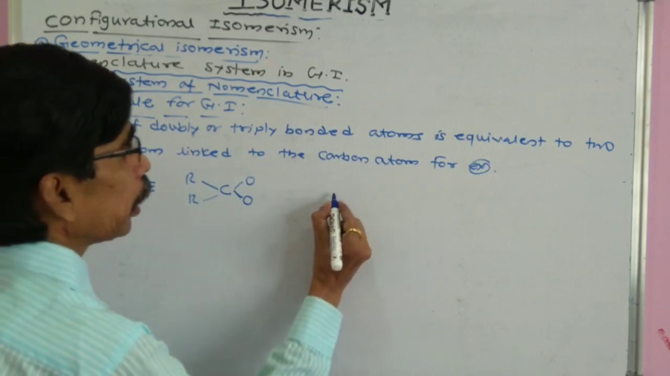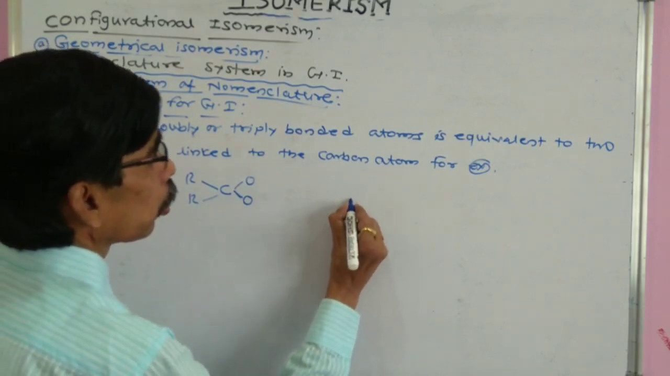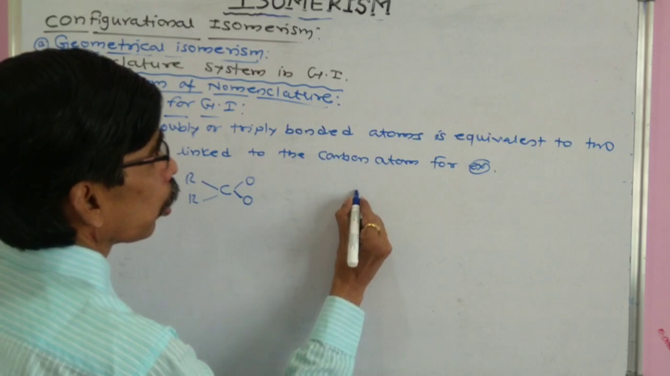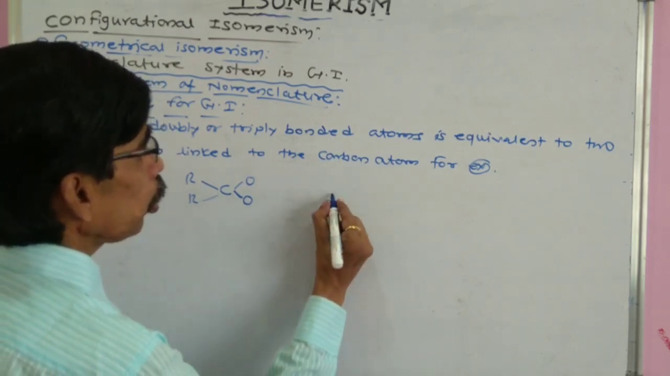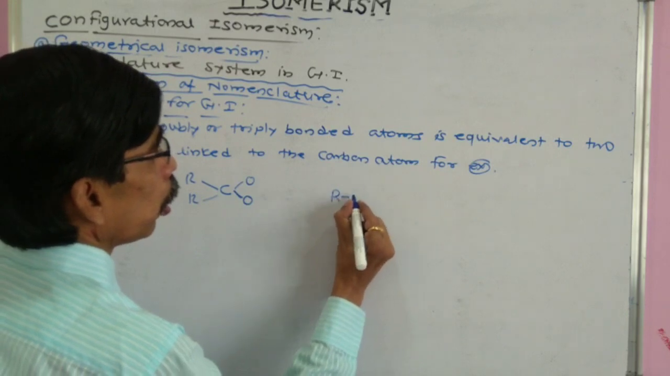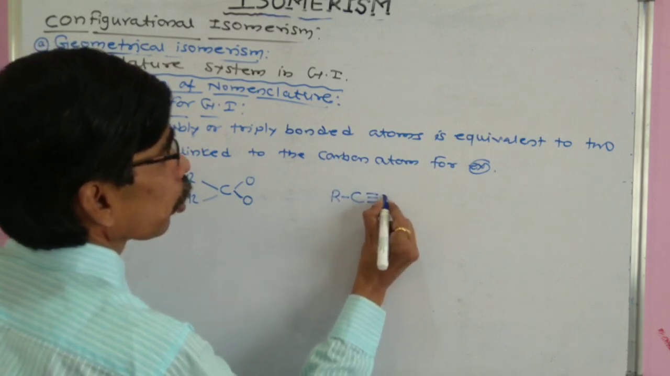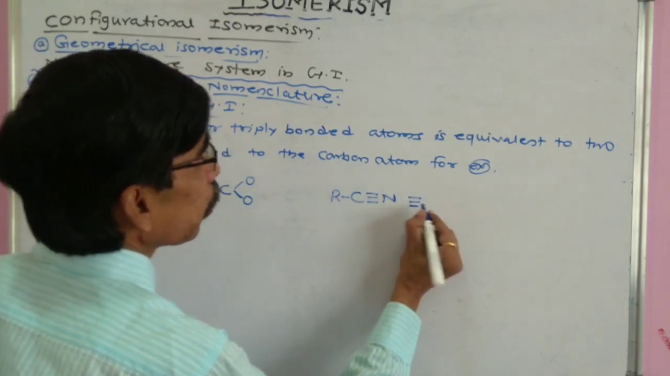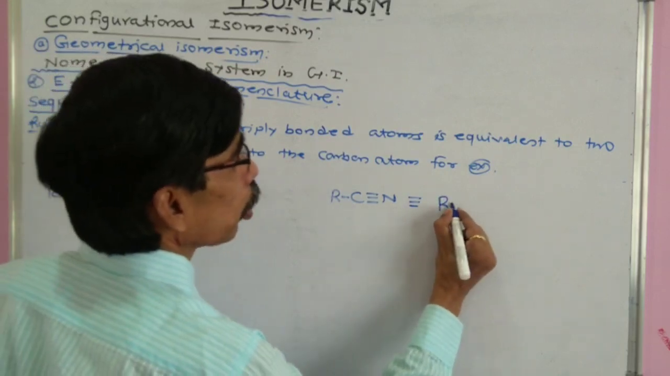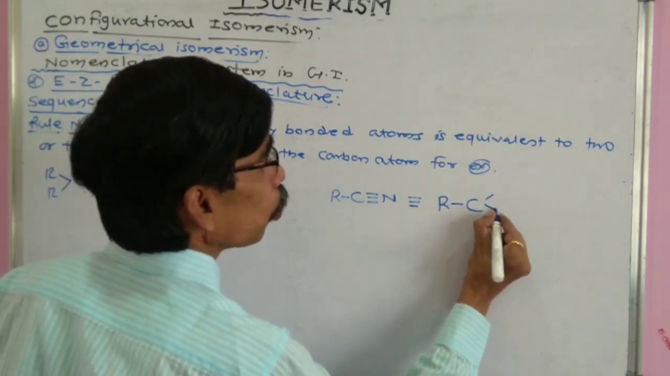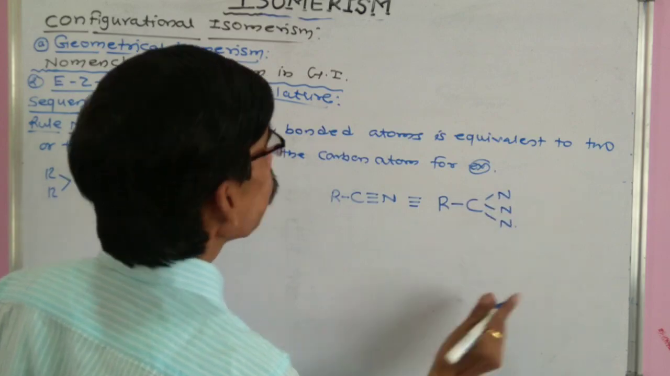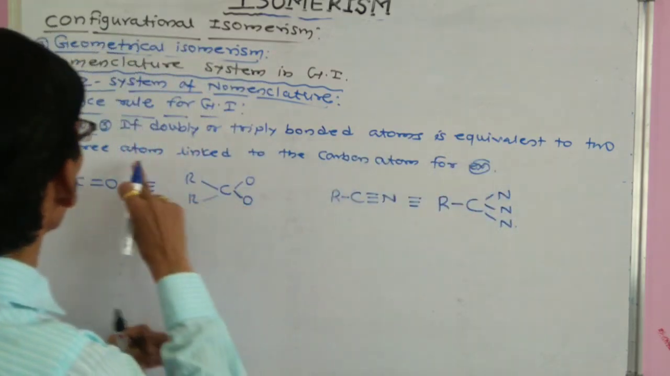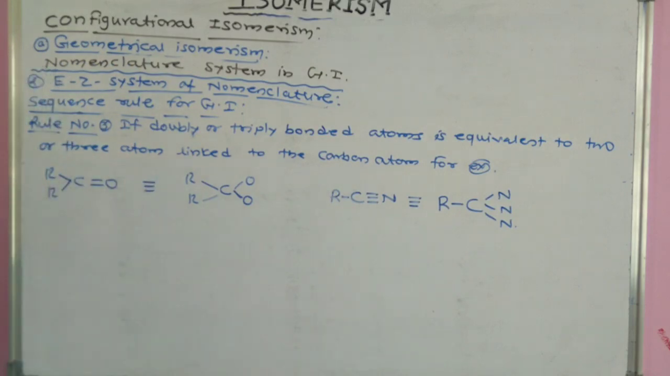Another example is R, C triple bond N, which is equivalent to this R, C. Now we can write this N 3 times. So a triply bonded atom is equivalent to 3 atoms linked to the carbon.